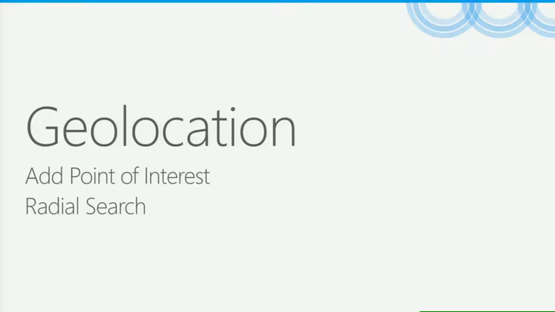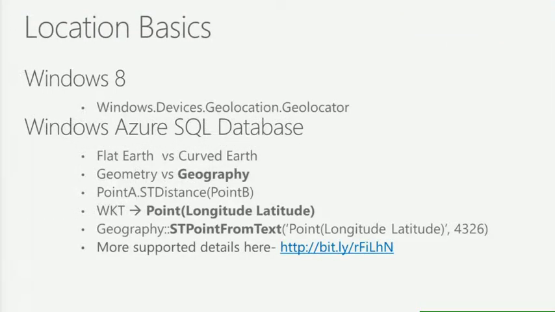But it's essentially a way of shrinking the data set that's returning back to the device to only show things that are near them. But again, what are the basics of location on Windows 8 and Windows Azure? So on Windows 8, we're going to use the geolocator class. That essentially provides a means for us to find out where our location is.